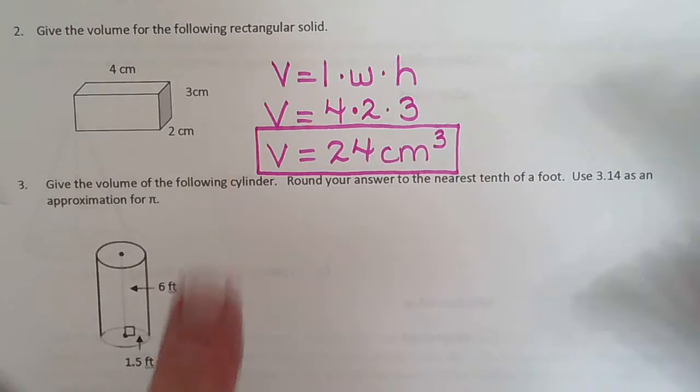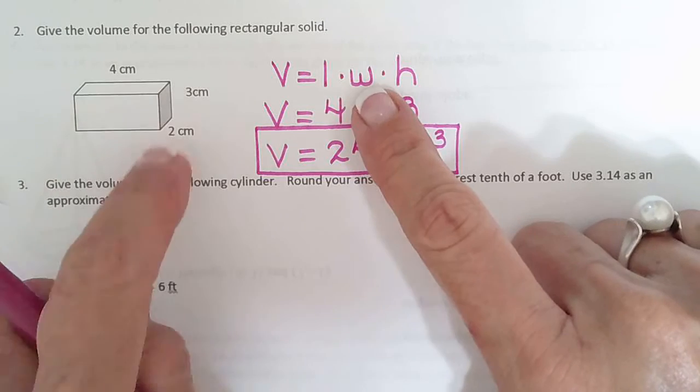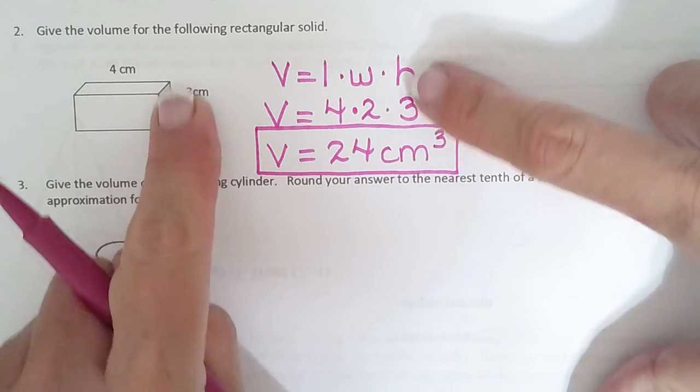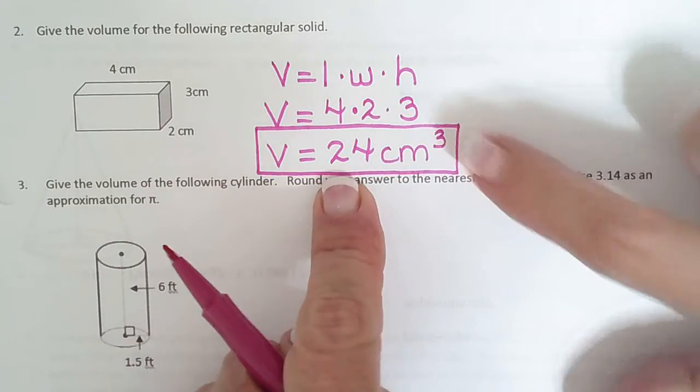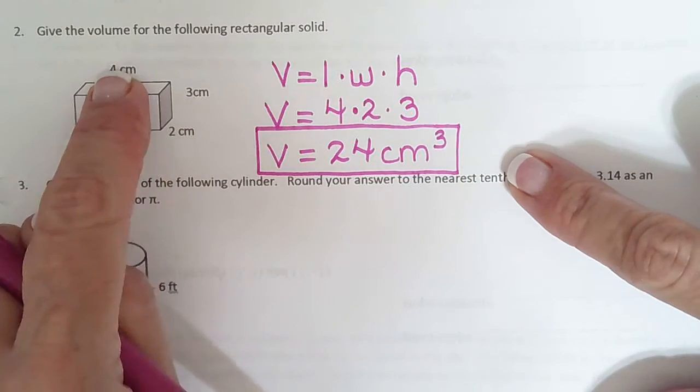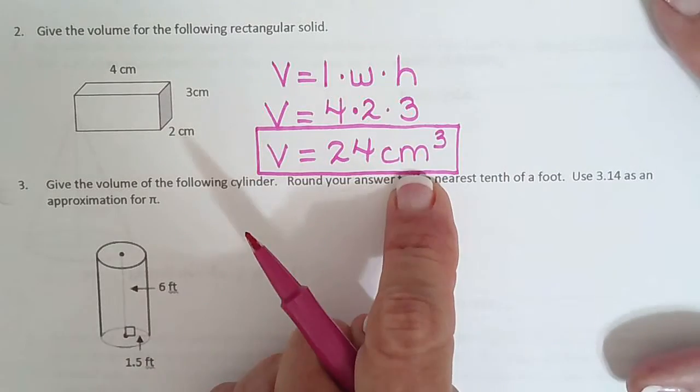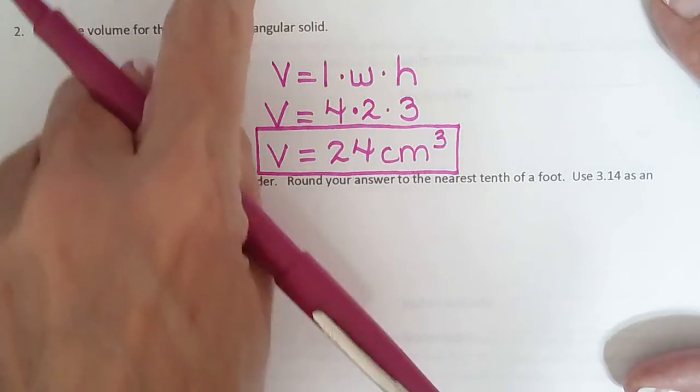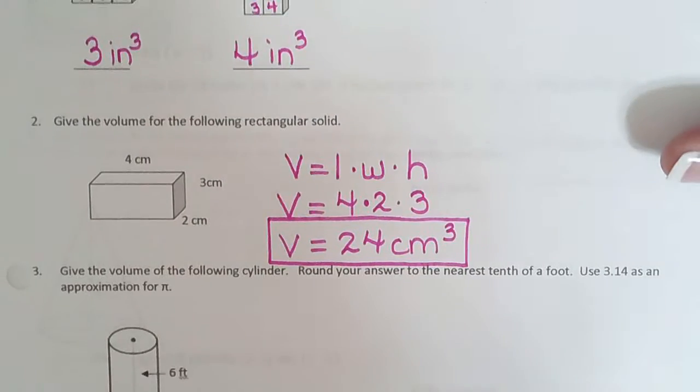So length is 4, width is 2, height is 3, 8 times 3 is 24, and centimeters times centimeters times centimeters is centimeters cubed, which we know all 3-dimensional figures are going to be cubed.